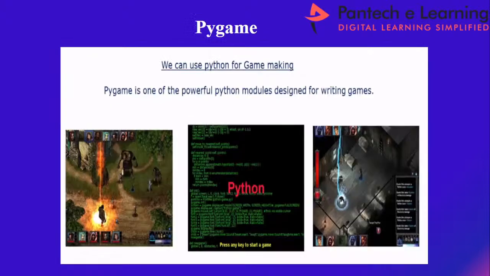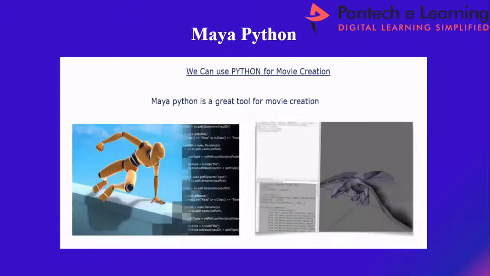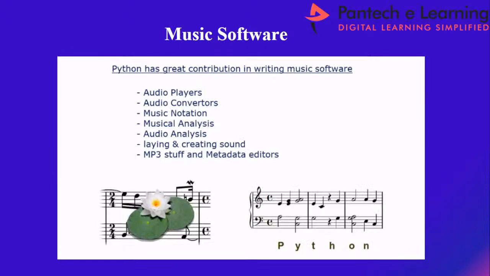And game making software. So for example, Pygame, this is one important game making software. It is written in 100% pure Python language. And Naya Python, movie creation tool, musical software.